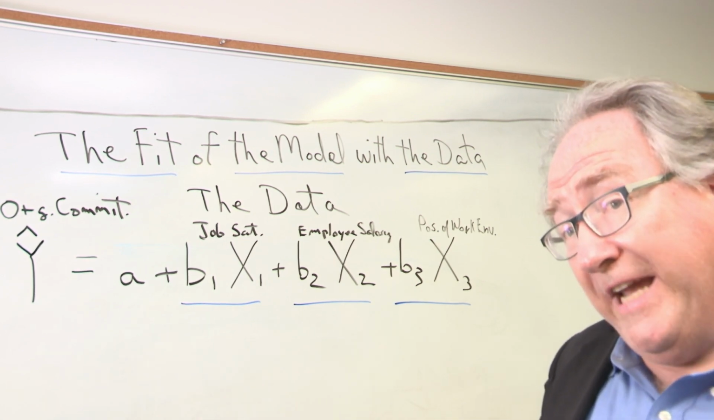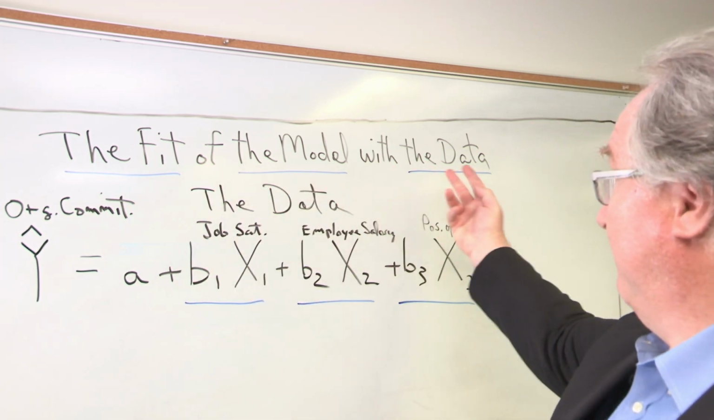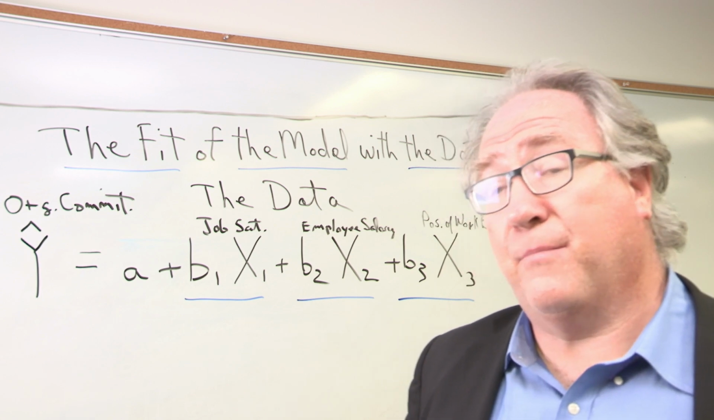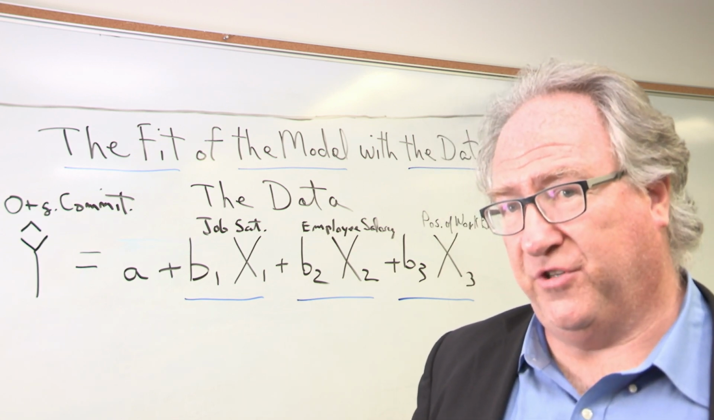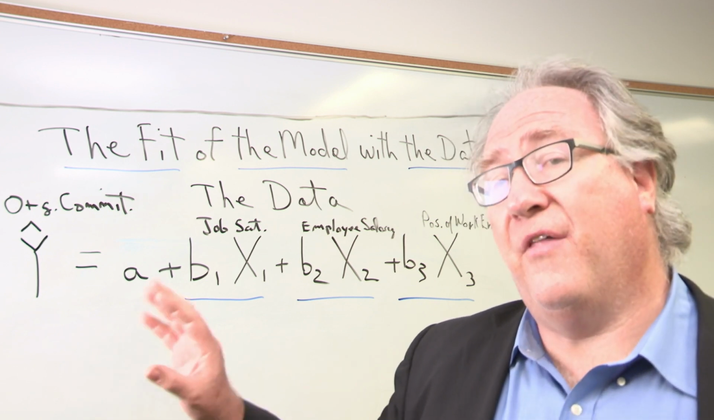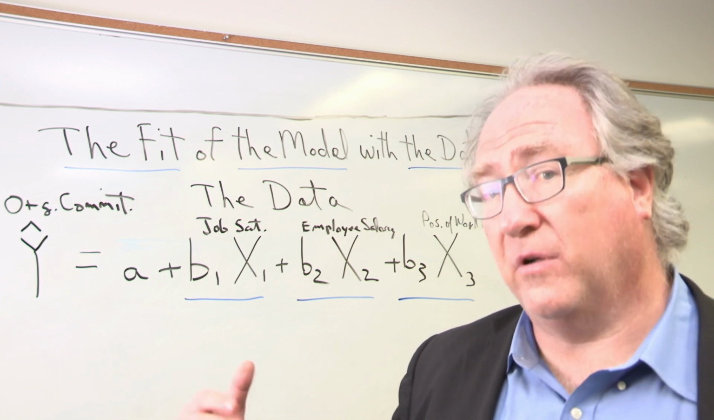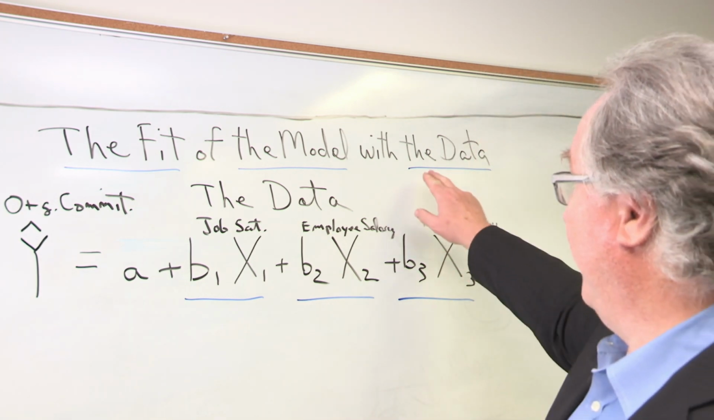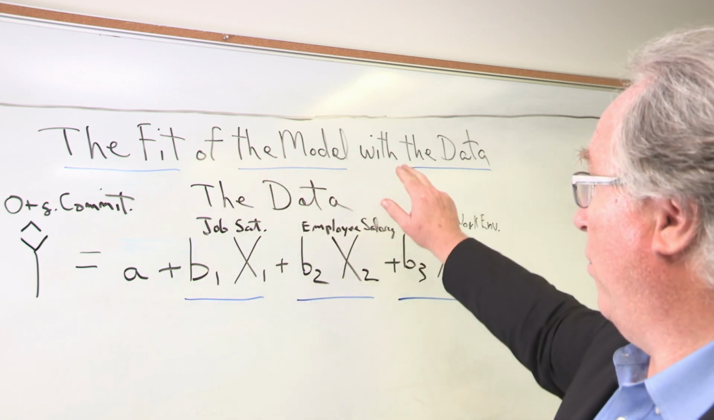So you'll notice what the data is not within this phrase, the fit of the model with the data. It is not persons' actual observed scores on the predictor variable measures. It is persons' actual observed scores on the outcome variable measure, in this case of organizational commitment. That is what is meant by the data within the phrase.